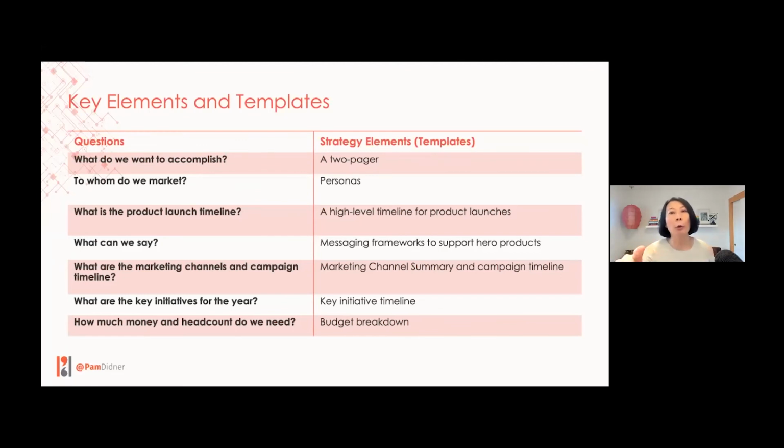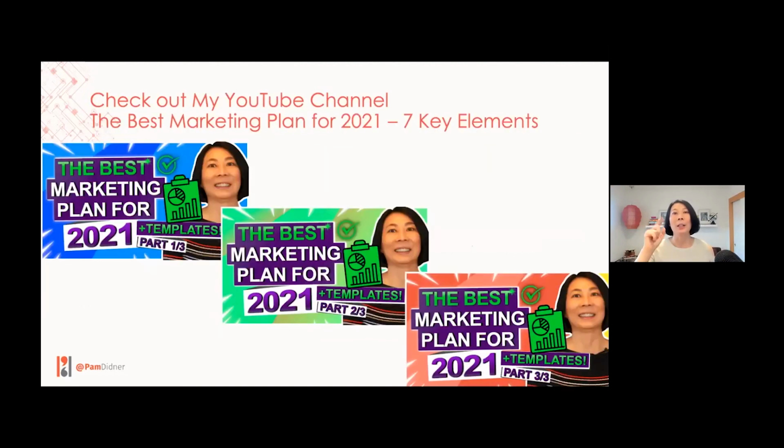I'm not going to go through every single one of them in detail, not today, right? However, you can check out my YouTube channels, the best marketing plan for 2021, and 7 key elements of it. Each video is only about 8 minutes long. Jonah, my video editor, has done a great job editing the 29-minute video into 3 short videos that you can follow. You are going to see the latest one, part 3, tomorrow. I just published part 1 yesterday and part 2 today.